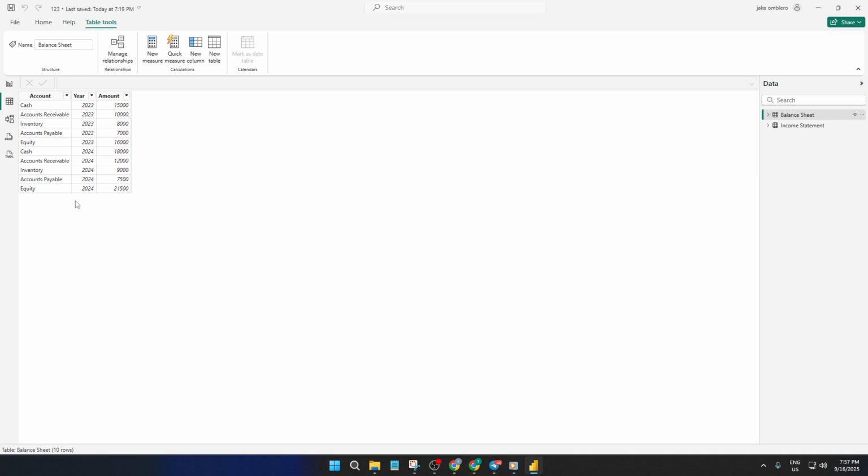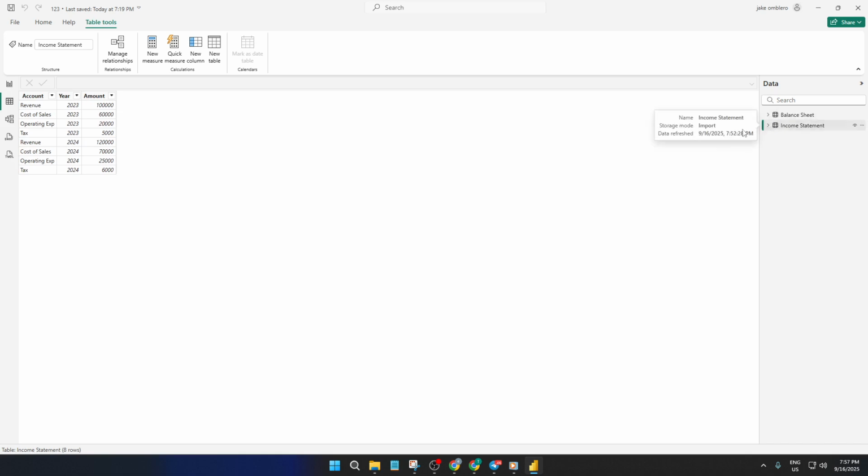Let's dive right in. First up is the income statement, sometimes called the profit and loss, or P&L. This is key for tracking a business's performance piece by piece over each year. Here's what our sample data looks like. We have revenue, cost of sales, operating expenses, and tax for both 2023 and 2024. Think of revenue as all money coming in the door, cost of sales as direct expenses to create the product or service, operating expenses as those day-to-day running costs, and tax as, you guessed it, the hit from the government.